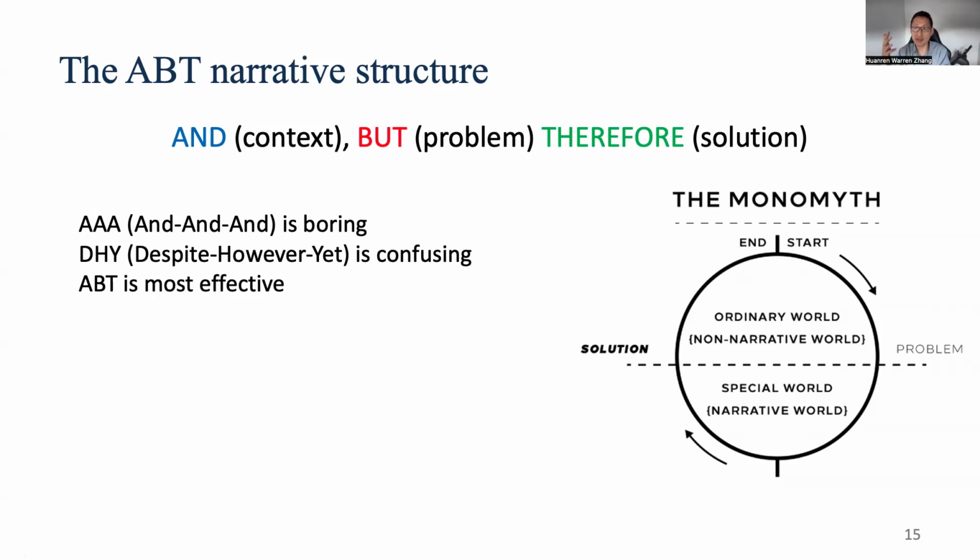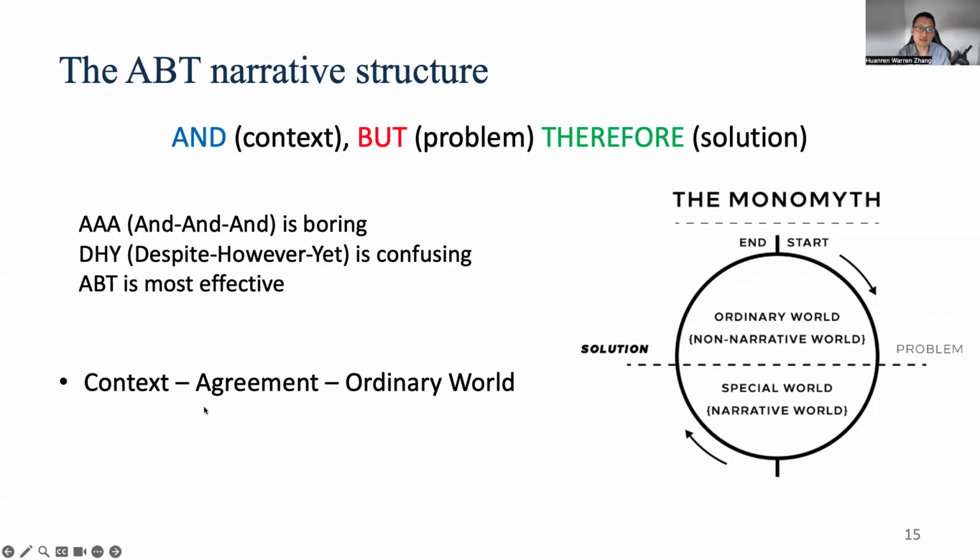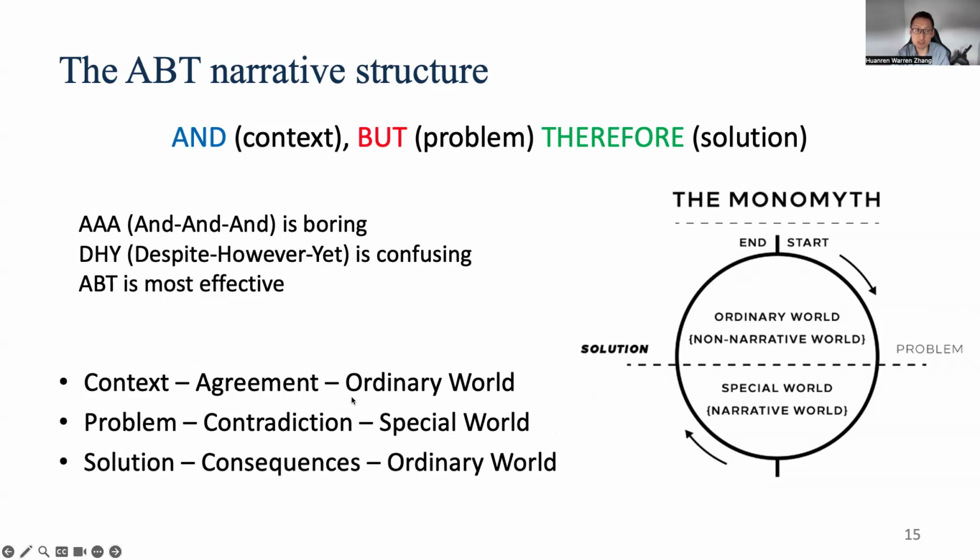So, the three-act play that you commonly observe in Hollywood screenplays. Here, if you check this, we have the context, that is the A part. It builds agreement and falls into the ordinary world, and then you present a problem, a contradiction. Then we get into the realm of the special world, and the solution part is offered by the T part. The last part is to present the consequences, and then you are back to the ordinary world.